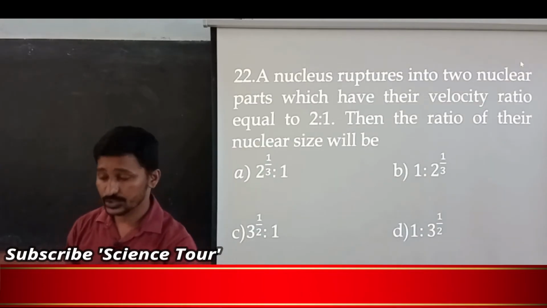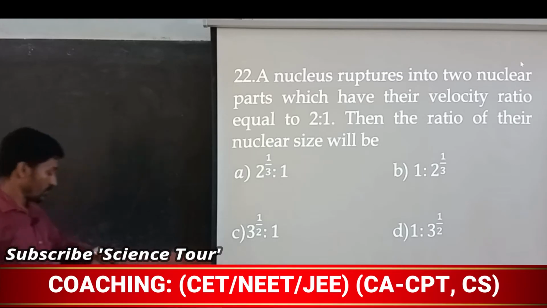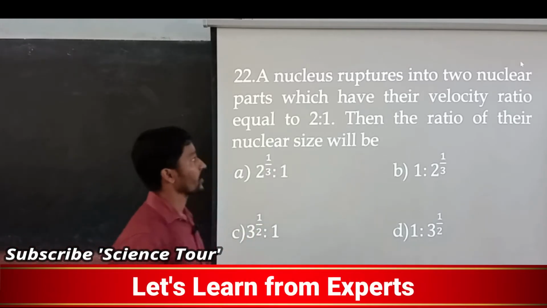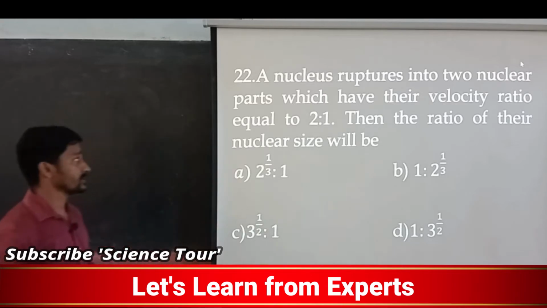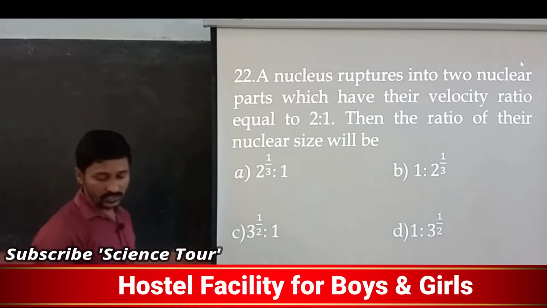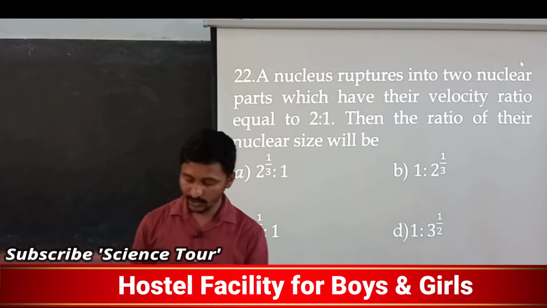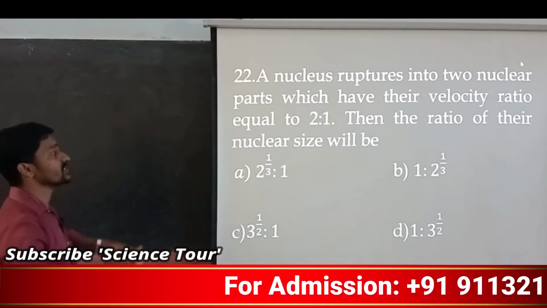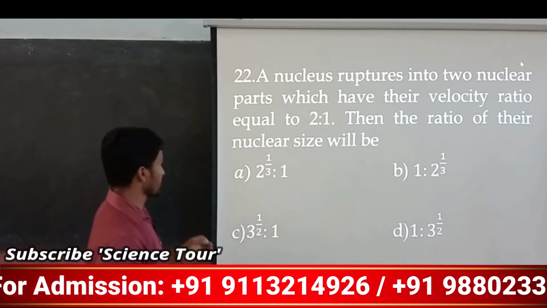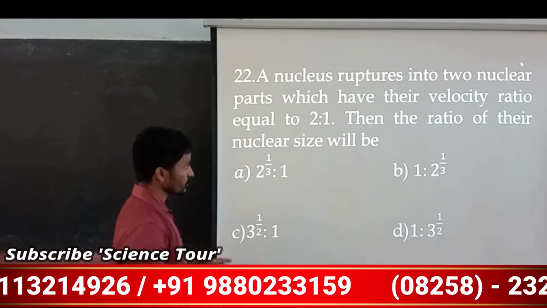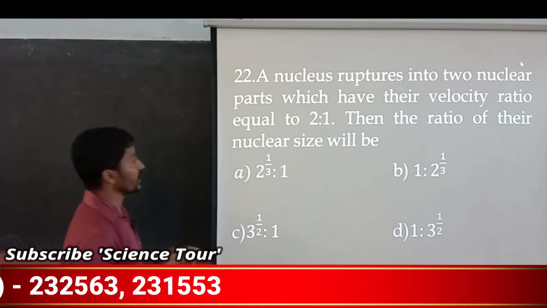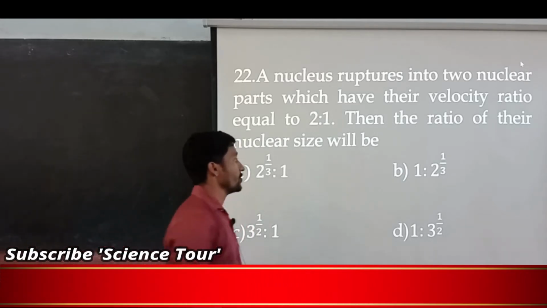Go to the next question, which is on the screen. A nucleus ruptures into 2 nuclear parts which have their velocity ratio equal to 2:1. Then the ratio of their nuclear size will be.